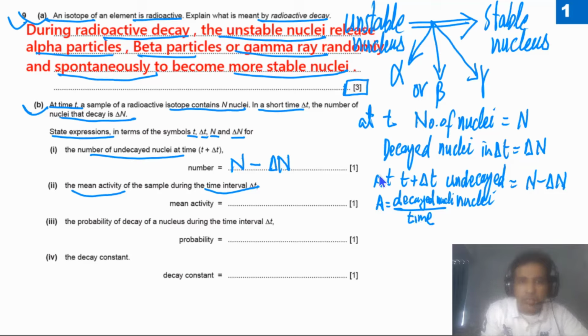So decayed nuclei we have that is equal to delta N. So activity is simply equal to delta N divided by time taken, that is delta t. So we can write down this.